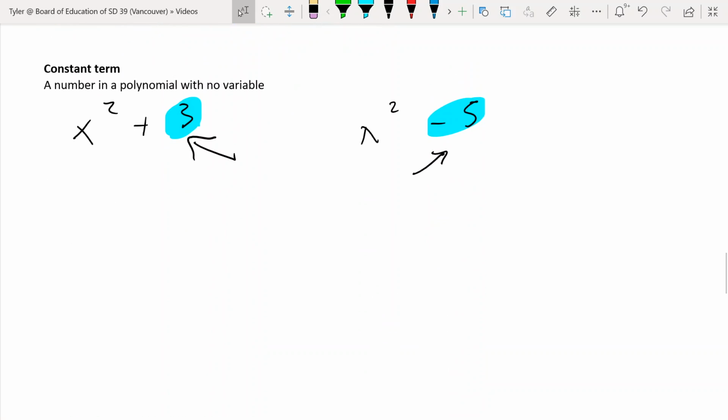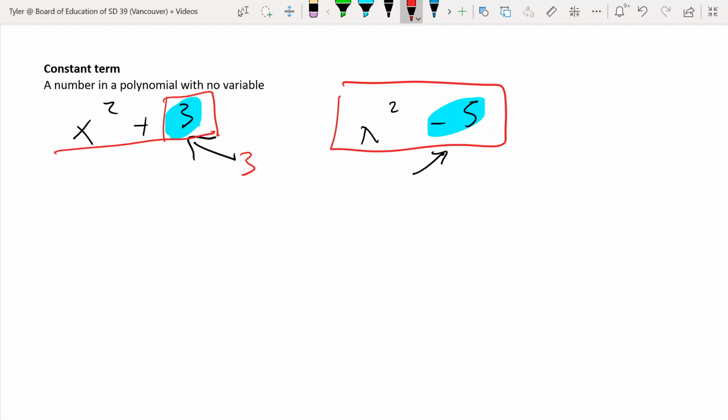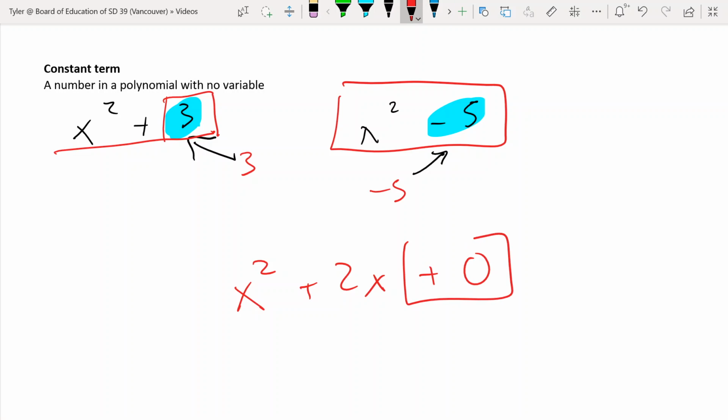A constant is a math word for the number in a polynomial that's by itself. So x squared plus 3, this 3 has no x's, y's, no variables. The 3 is the constant. In this one, be careful, it's negative 5, not just 5. The positive or negative matters too. If I do something like this, x squared plus 2x, okay, the constant is plus 0, because there was nothing at the end.